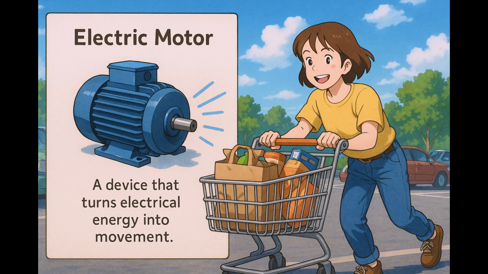Just as unlocking the wheels allows your pushing force to translate into the cart's movement, an electric motor converts electrical energy into mechanical energy, causing movement. In this analogy, the locked wheels are like the electrical energy stored in a motor, and unlocking them is akin to activating the motor, allowing the energy to be transformed into motion that moves the shopping cart forward.